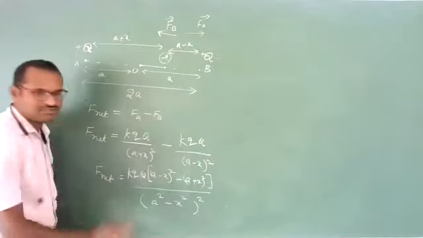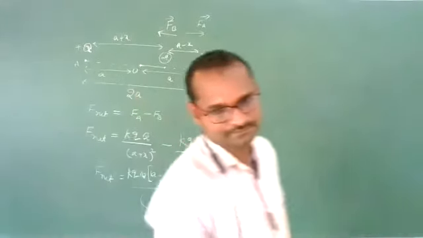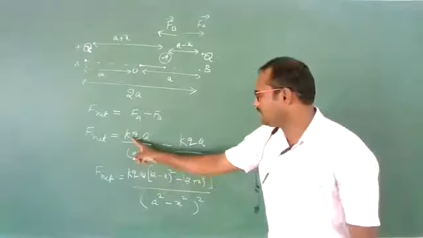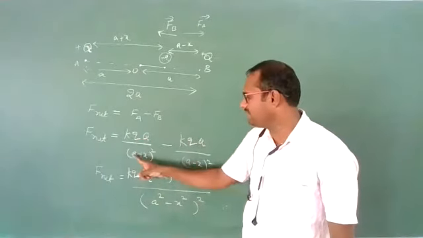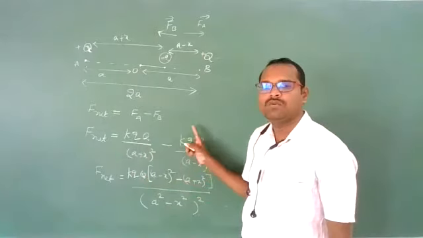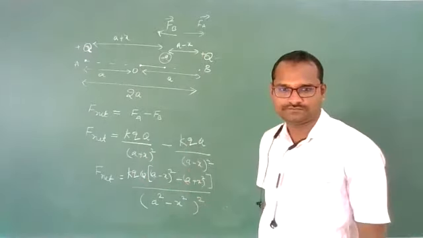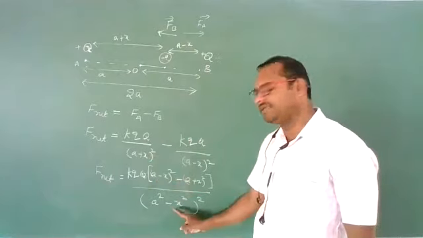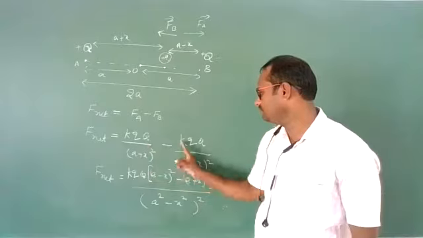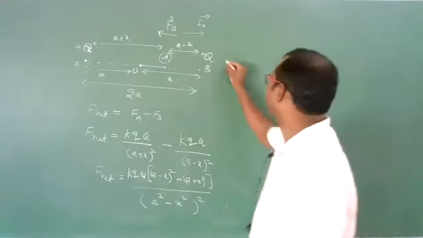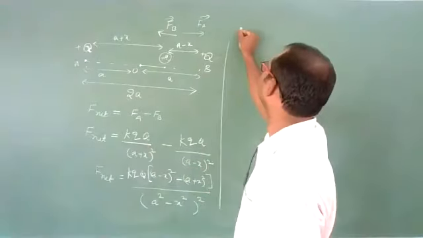I think you understood this calculation, what I have done. Here kQ is common; you take it common. You are having 1 divided by a plus x whole square minus 1 divided by a minus x whole square. So for these two denominators, the LCM is this one. Now cross multiply these two, we'll get this. So the net force we can write.